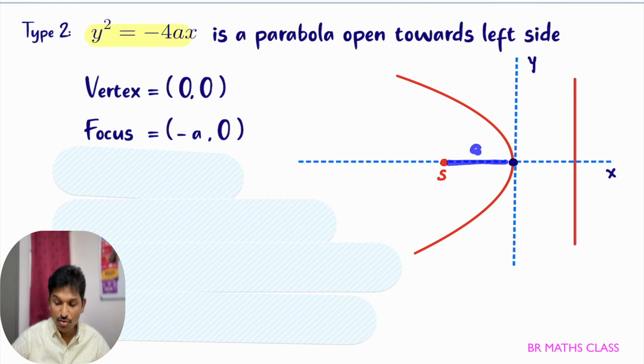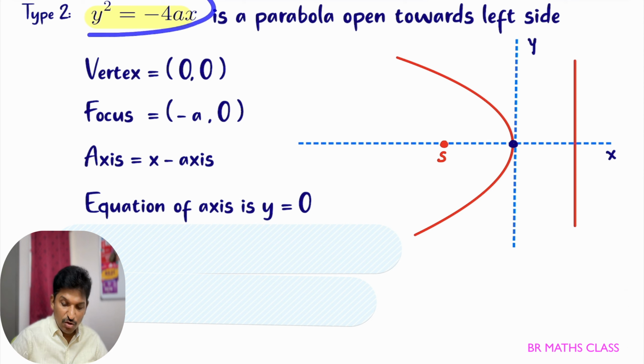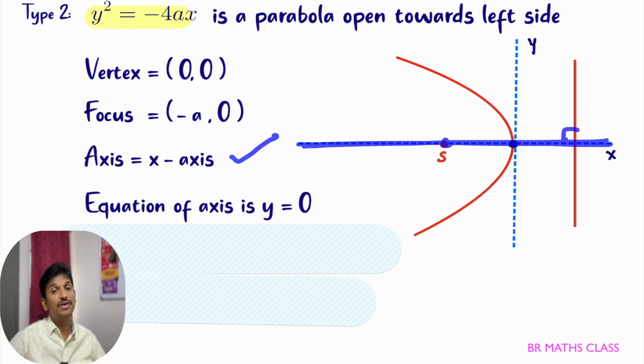Focus. Always this length is a only. OS is a. S is on x-axis. It is on the negative x-axis, right? So focus formula is minus a, 0. For the parabola y square equal to minus 4ax, focus is minus a, 0. What is axis? See, this is axis of the parabola passing through focus and perpendicular to directrix. Axis is x-axis. What is equation of axis? As axis is x-axis, equation of x-axis is y equal to 0.